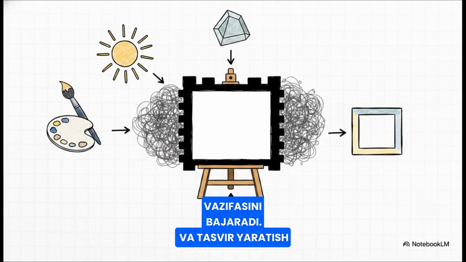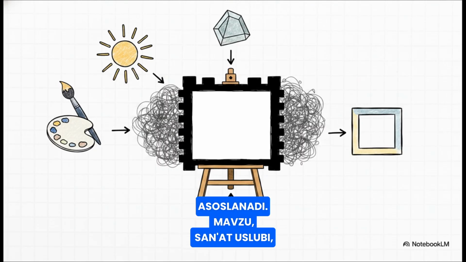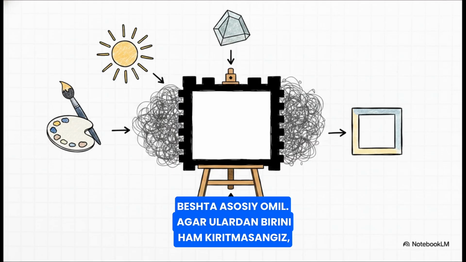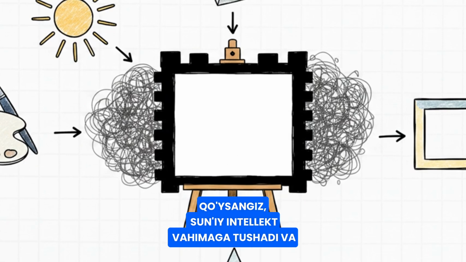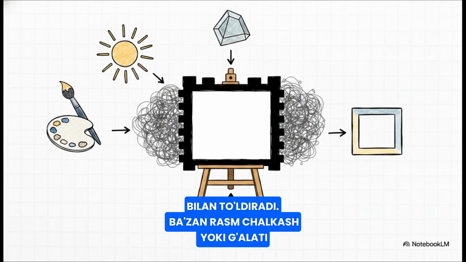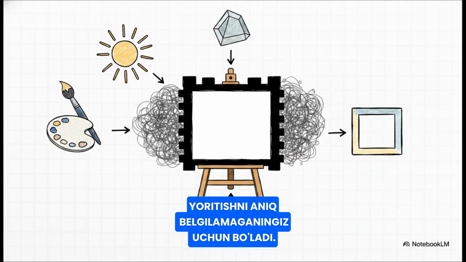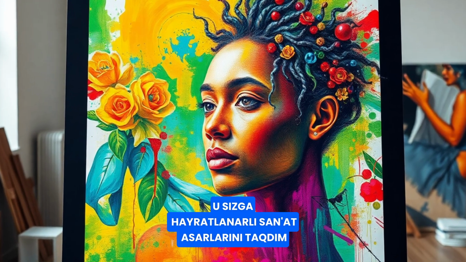And image generation works in a very similar way. It relies on layering 5 core elements: the subject, the art style, the lighting, the color mood, and the composition. If you leave even one of these out, like say you forget to specify the composition, the AI is going to panic and fill in the gaps with its own random chaotic details. Ever get an image that just looks messy or weird? It's usually because you didn't firmly lock down the composition or the lighting. Give the AI strict boundaries, and it will give you stunning art.